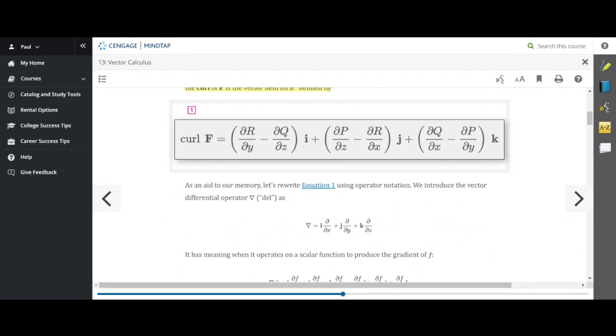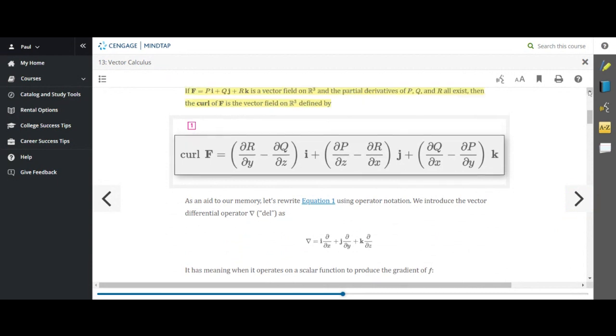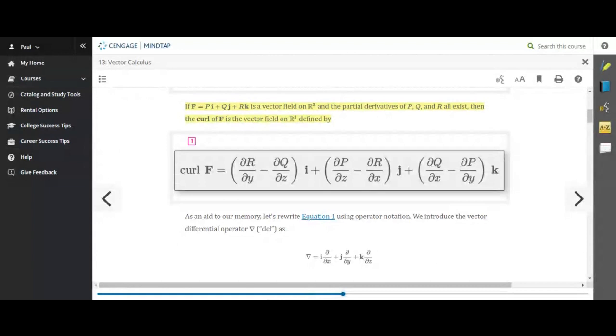Let me move this up a little bit. That's the curl. Those are the components of the curl, and you notice they're combinations of partial derivatives of the components of the vector field.